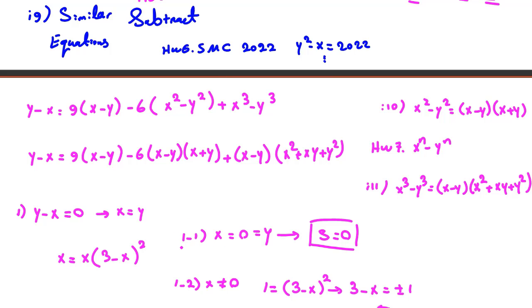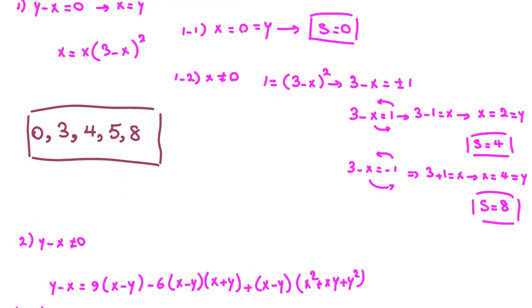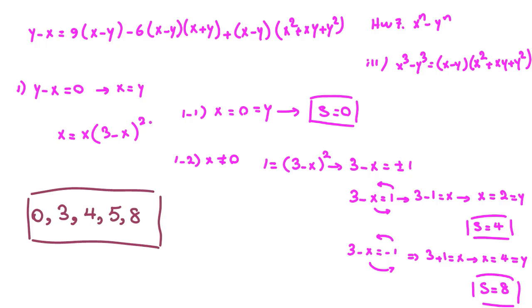So let's start. When x equals y, our main equation will be: x equals x times (3 minus x) whole squared. So we write it again, case 1. If x is not 0 we can divide, so we should consider x equals 0 first. x equals 0 means y equals 0. We will see it satisfies the two equations. So the sum is 0 in this case.